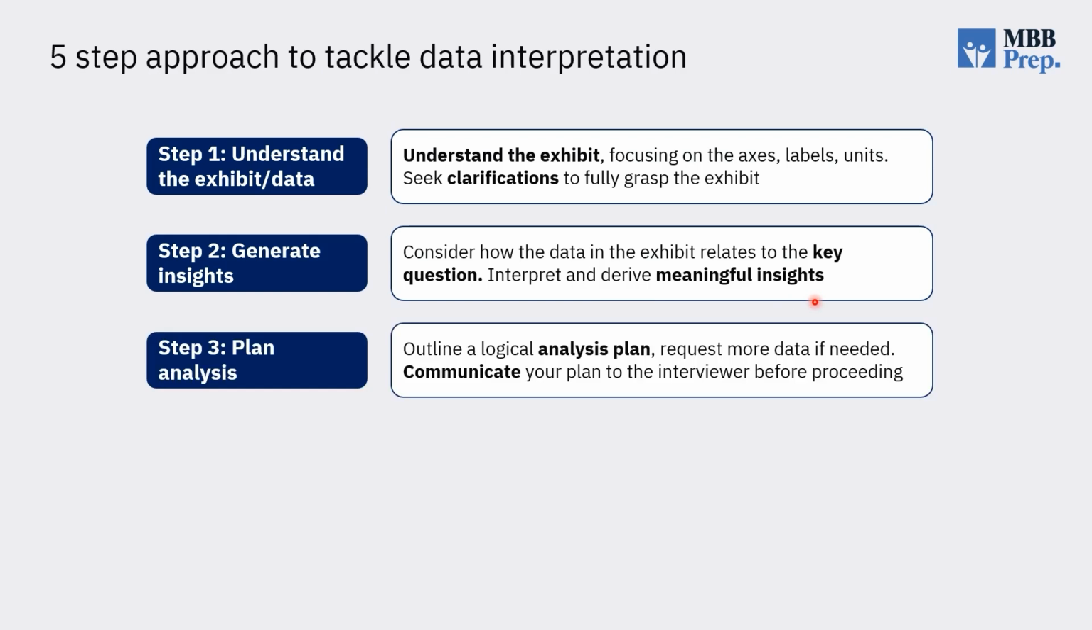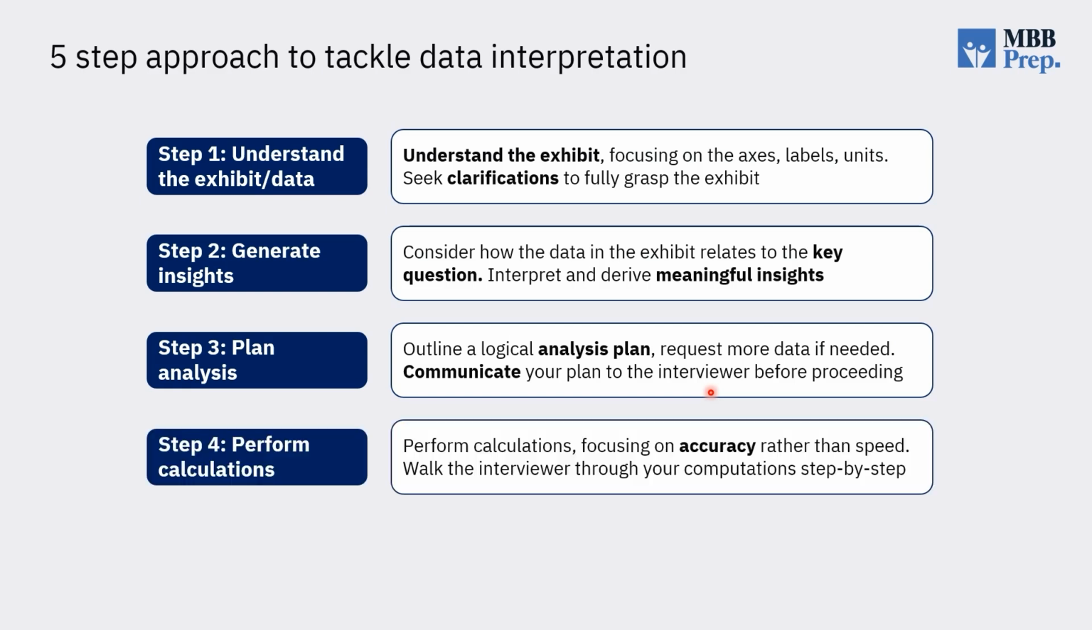Then in step 3, based on the data interpretation, if you identify that certain quantitative analysis has to be conducted to arrive at, let's say, a quantitative answer, right, which will drive us closer to the answer to the key question, then you first outline a logical analysis plan, right, and explain your plan to the interviewer. Request further data if that is required, right? And only once you have aligned the approach with the interviewer, you then should proceed to the math computation, right?